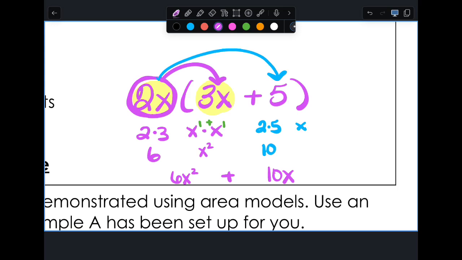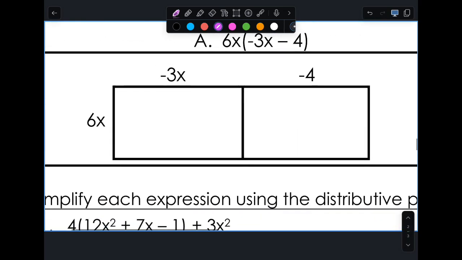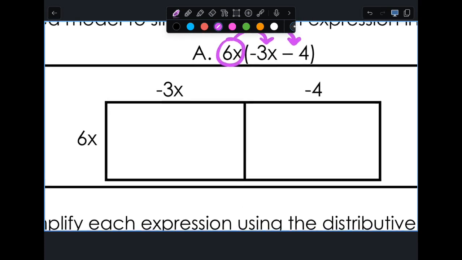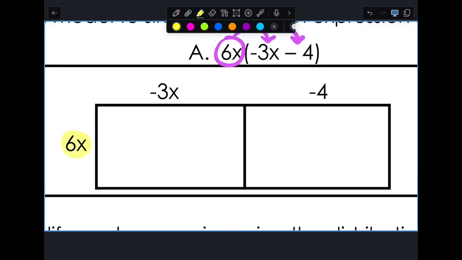Now, distributing a monomial across a polynomial can also be demonstrated using area models, using those boxes. So that's what we're going to do with these first two examples. Notice we're going to distribute this 6x to the 3x, to the negative 3x, and to the negative 4. Got it? So the first box represents that we're multiplying 6x times negative 3x. You multiply the coefficients, which is 6 times negative 3, negative 18. And then x times x, x squared.